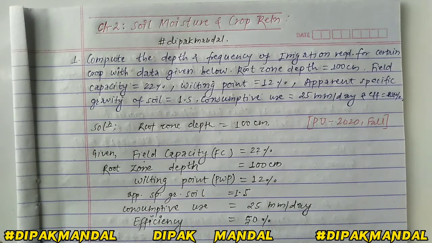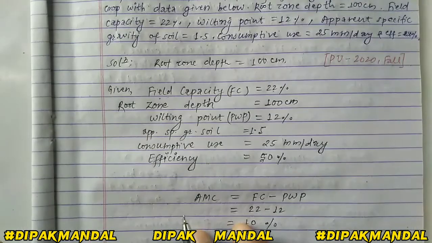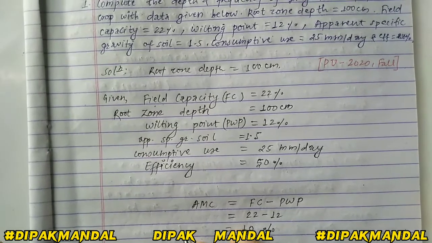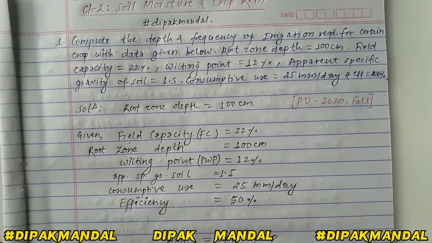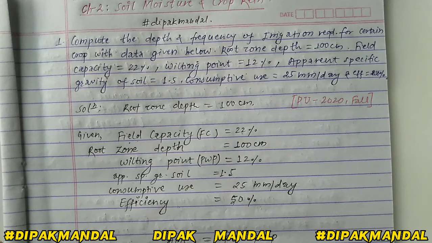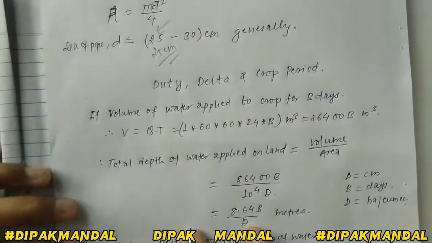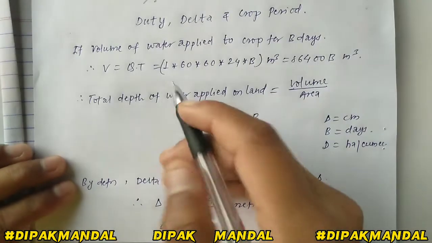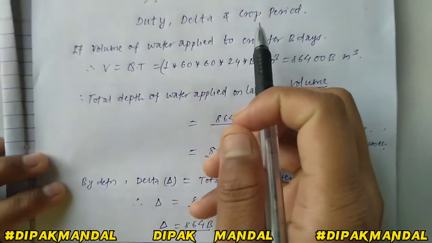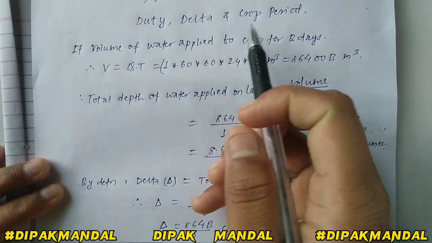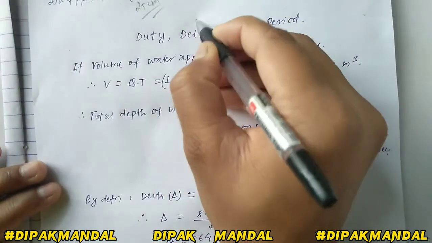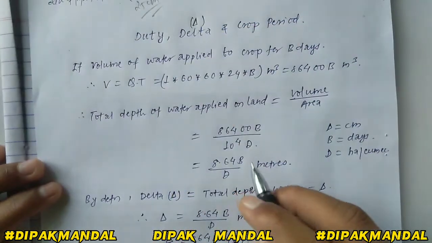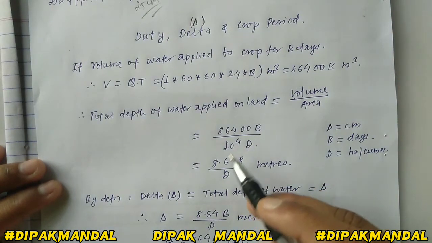Okay, so before solving this numerical, let's see some concepts related to the soil crop relationship and the relation between duty, delta and crop period. Okay, so let's see here. You can see here I have written the relation between duty, delta and crop period. Simply, delta is denoted by this symbol. And now we will see different relations.